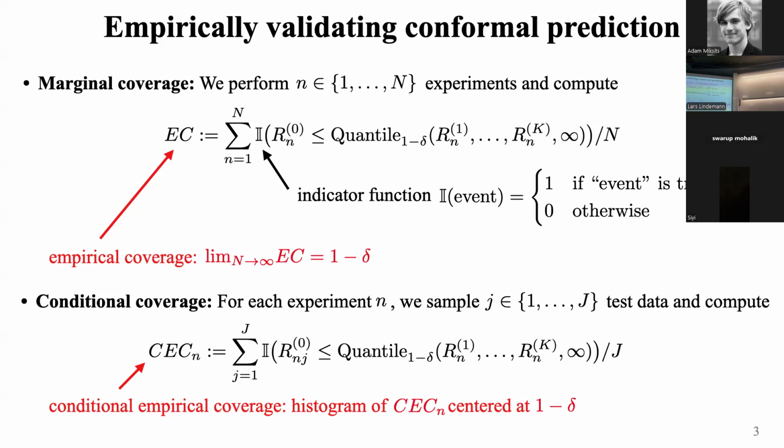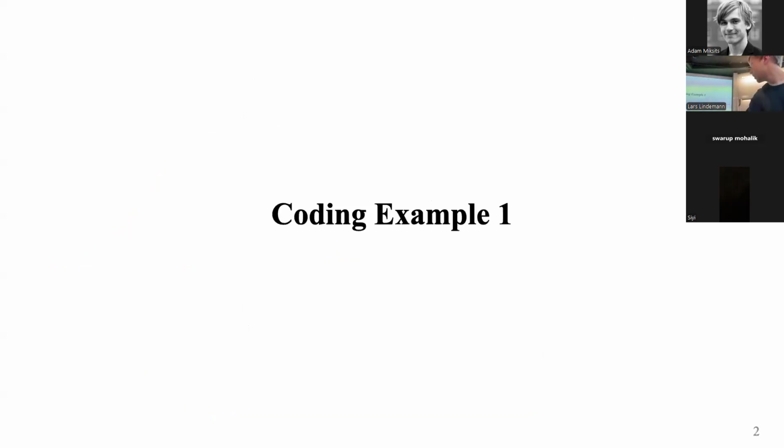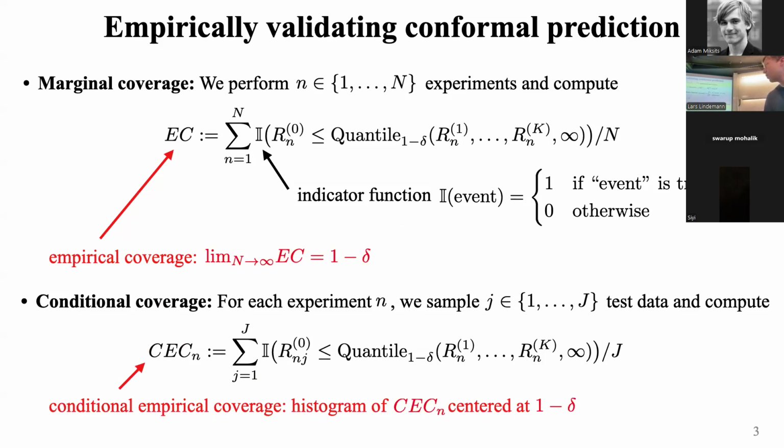And we again take the indicator function of each of these J test data points, and we see if the quantile at the nth experiment is correct or not. Then we sum over these and divide by J. That's the coverage we get for J test data points. We then plot the histogram of these, and we expect that this approximates the beta distribution that we were talking about. Okay? So this is something important if you want to do experiments.